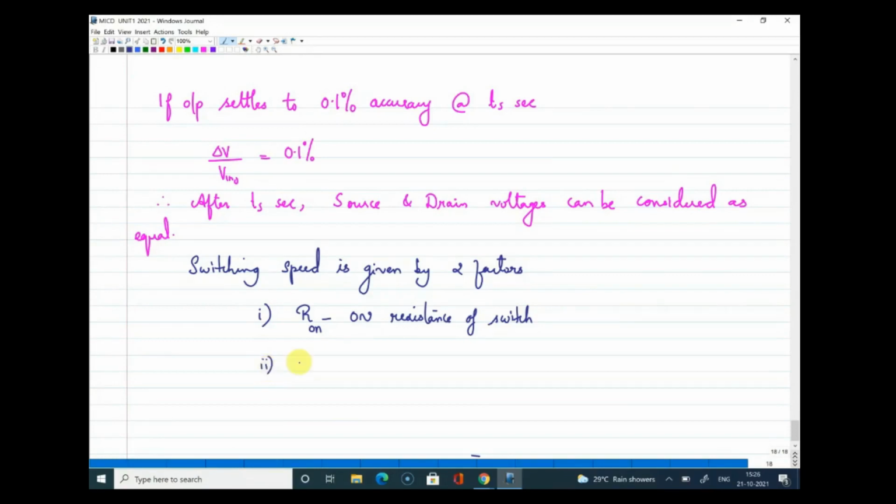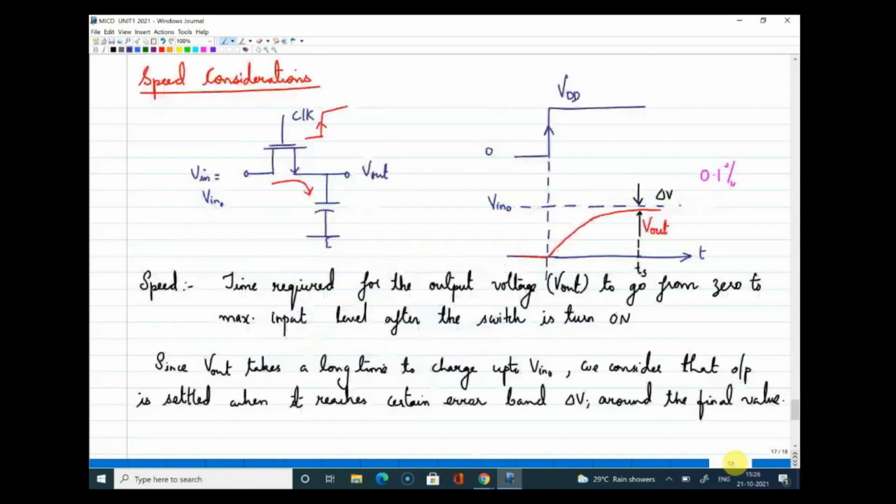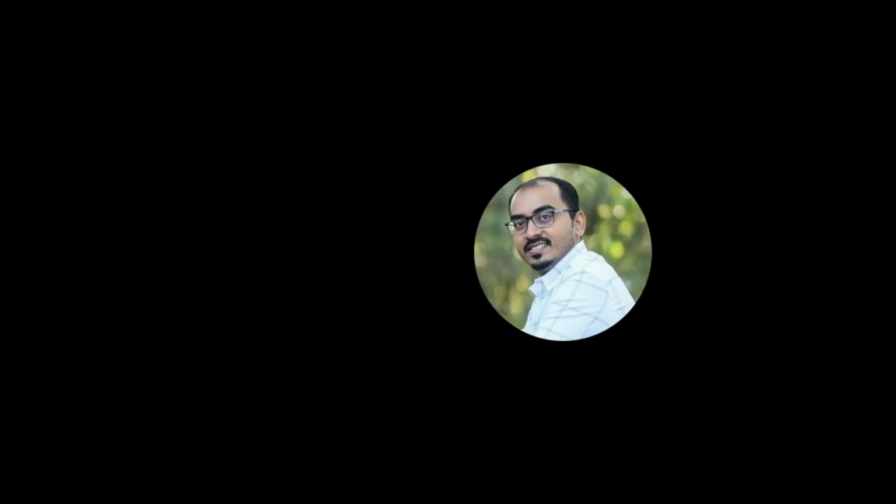Another factor is the value of the sampling capacitor. Generally we mark this capacitor as CH, the hold capacitor. So these are the two factors which the switching speed depends on.